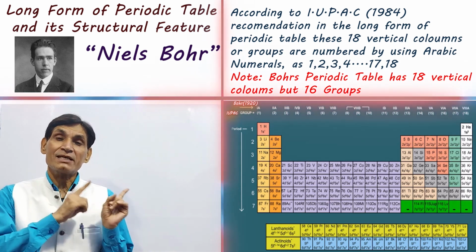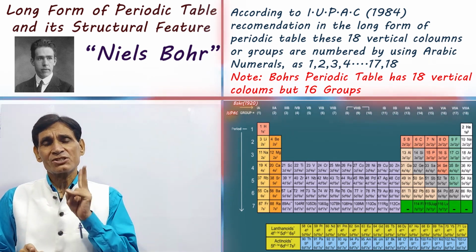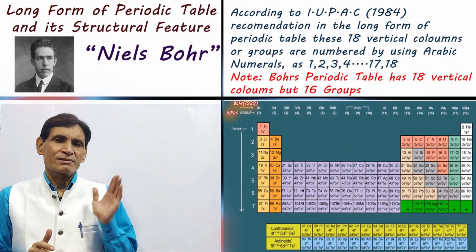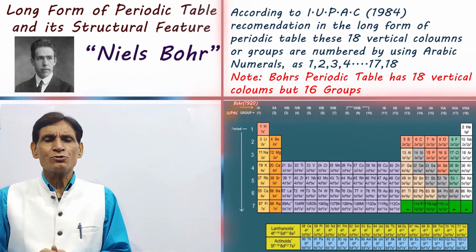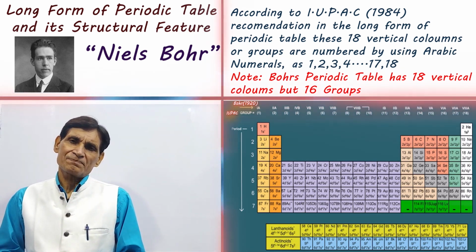But in Bohr's periodic table, I told you, there are 18 vertical columns but 16 groups. In all other features, Bohr's periodic table is similar to the IUPAC 1984 periodic table.